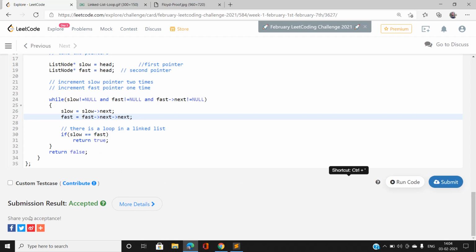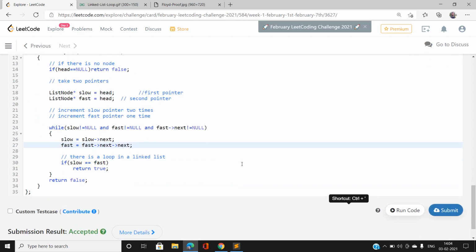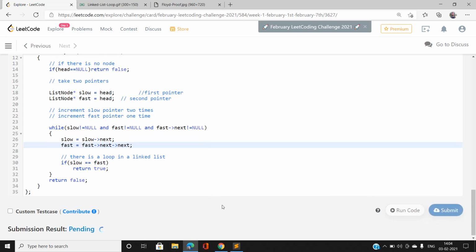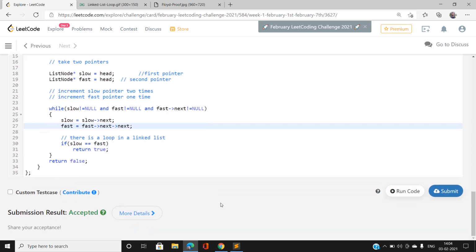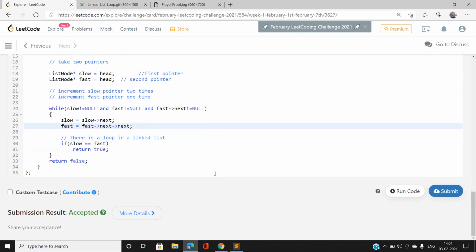So this is a very tricky question that uses the Floyd cycle finding algorithm to find the cycle in the linked list in O(1) constant memory. Let me run this code and check it out. Okay, the code is accepted, and this is very fast using the fast and slow pointer method.